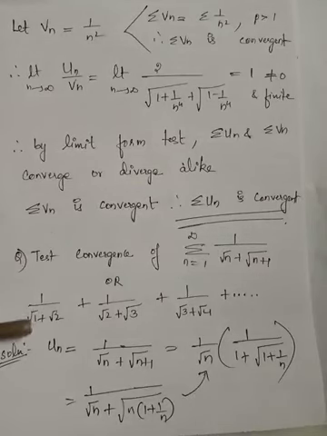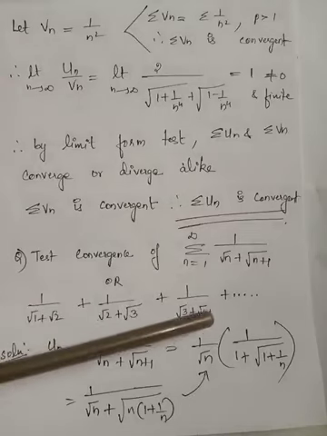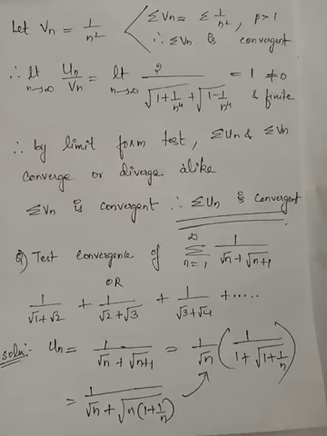Observe that here the terms are so related that whichever term appears in the first square root, the next term in the square root is obtained by just incrementing the previous number by 1. Here also you can see that 3 is obtained by incrementing 2 by 1, and 4 equals 3 plus 1. So the general form of the series is that the nth term will look like un equals 1 by root n plus root of n plus 1.